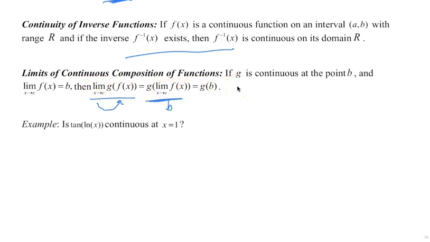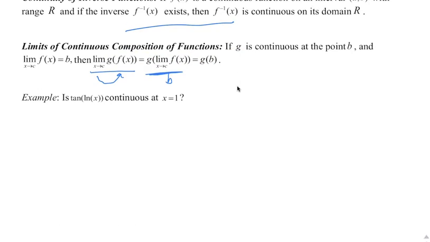So let's do an example. Is tan of natural log of x continuous at x equals 1? So they want to know if this is continuous at x equals 1. Normally we go through the 3 steps, right? Does f of 1 exist? Does the limit as x approaches 1 exist? And do they match? That's still a fair way of doing this, but there's a little shortcut now.